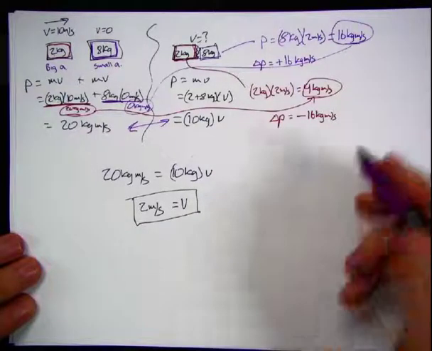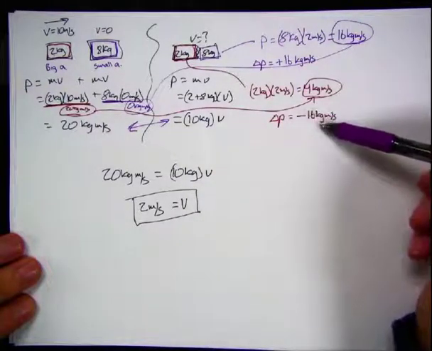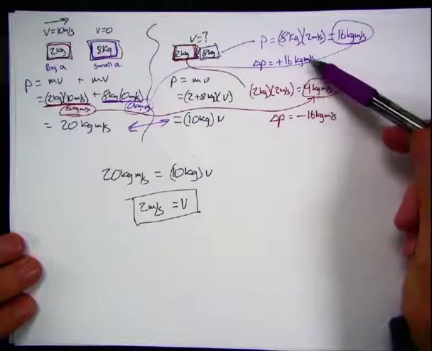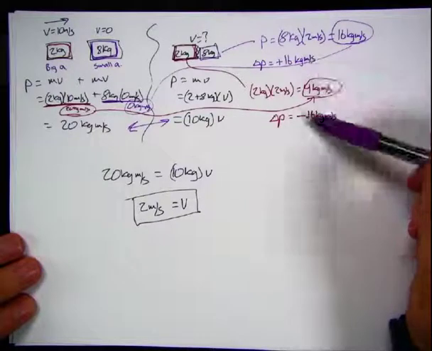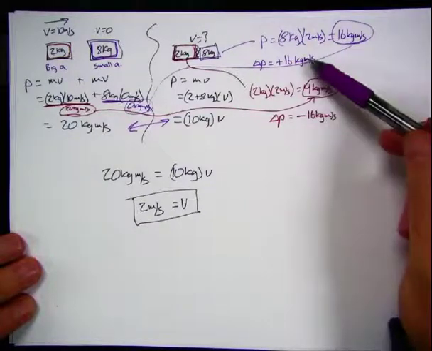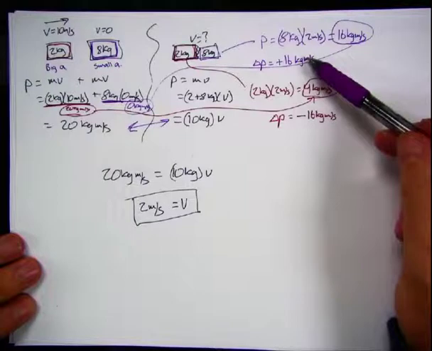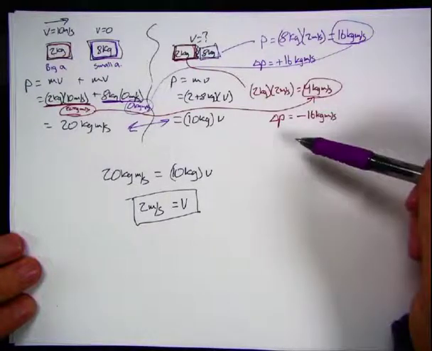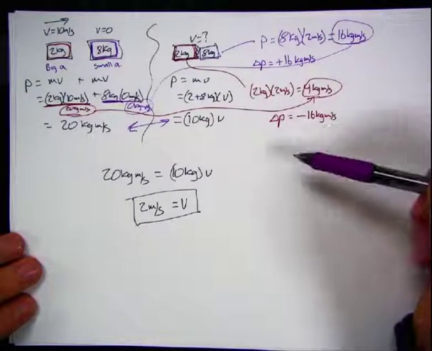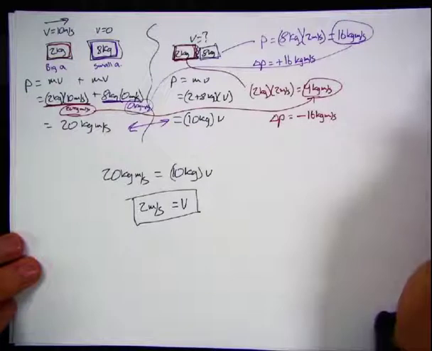So the 2 kilogram box lost 16 kilogram meters per second of momentum, and the 8 kilogram box gained 16 kilogram meters per second of momentum. The momentum was completely transferred. Whatever this one lost, this one gained. Overall, momentum is conserved, which is good because that satisfies our conservation requirement.